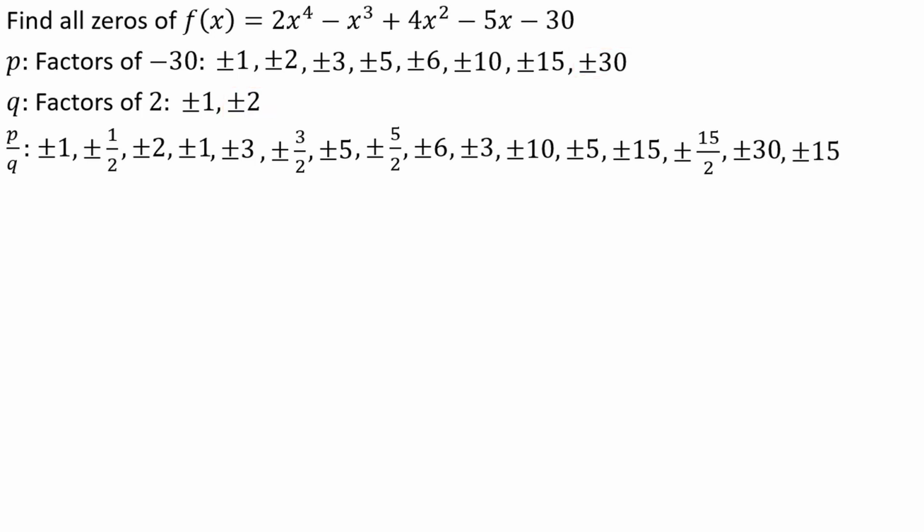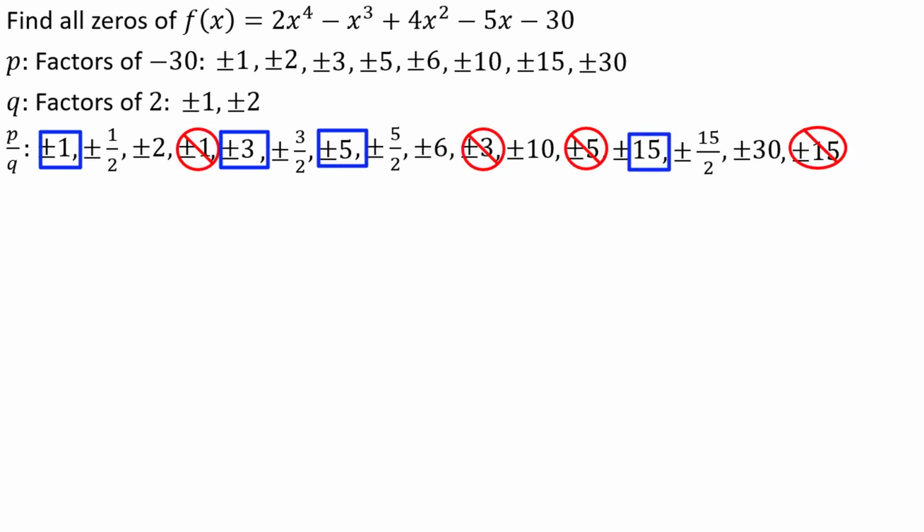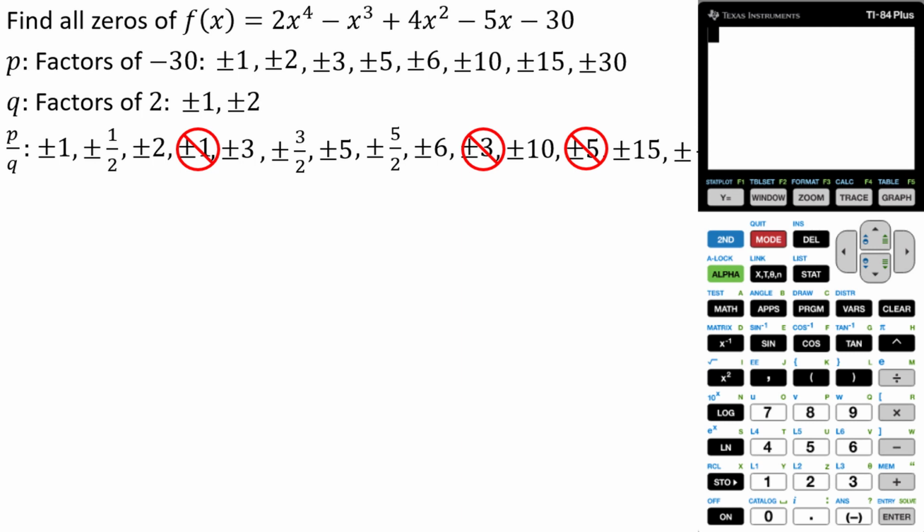Now we notice we have some repeats on the list. We have 1 twice, 3 twice, 5 twice, and 15 twice, so we can cross the extras out. This is our list of possible zeros. Let's go to our TI-84 calculator to check some of the values.